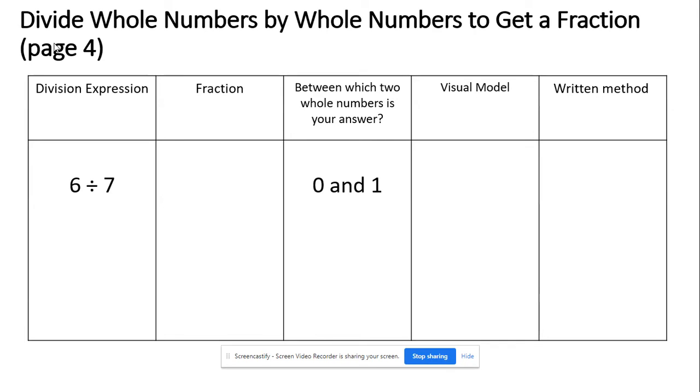All right, so now we're going to be dividing whole numbers by whole numbers to get a fraction. This is going to be found on page 4. So we're starting here with 6/7, and we want to write that as a fraction.